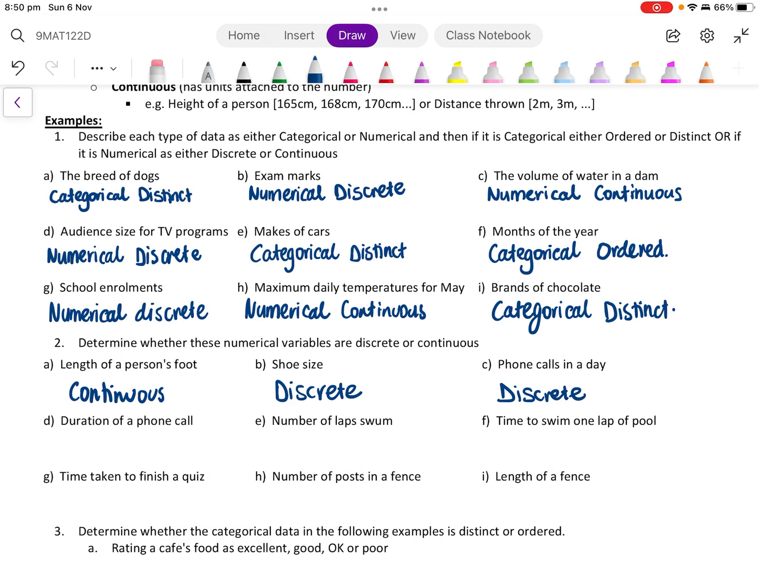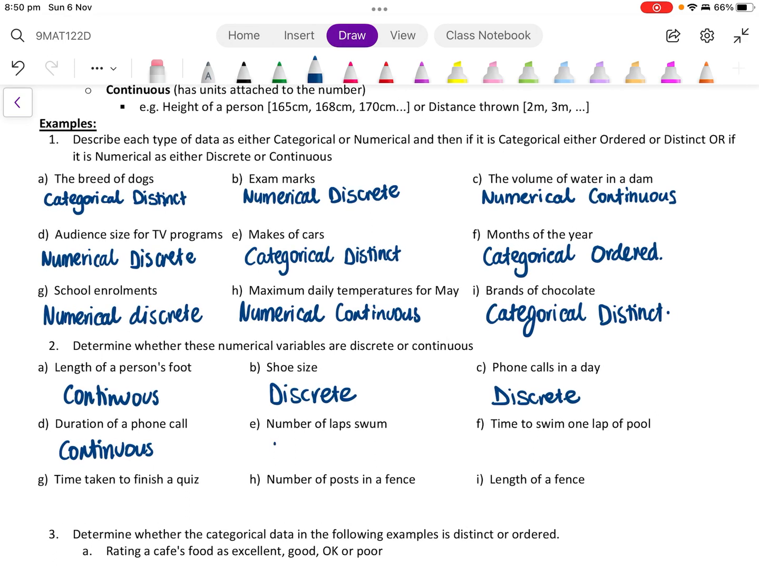Duration of the phone call, though, is time. So that is going to be measured using continuous data, as we will have units attached to time. The number of laps swum is discrete data, okay? So finding the number of laps, whereas the time to swim 1 lap of the pool is continuous. The time taken to finish a quiz, again, we're looking at time, and time is continuous data.